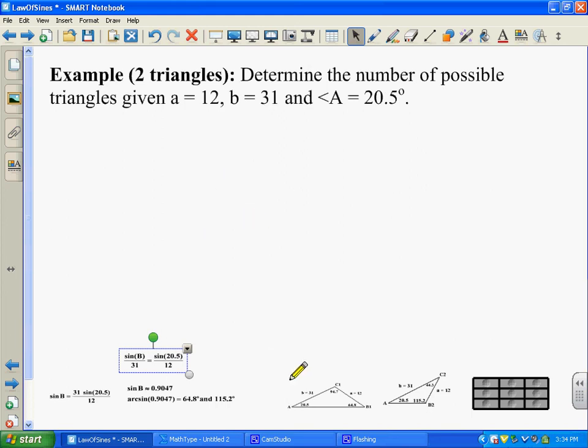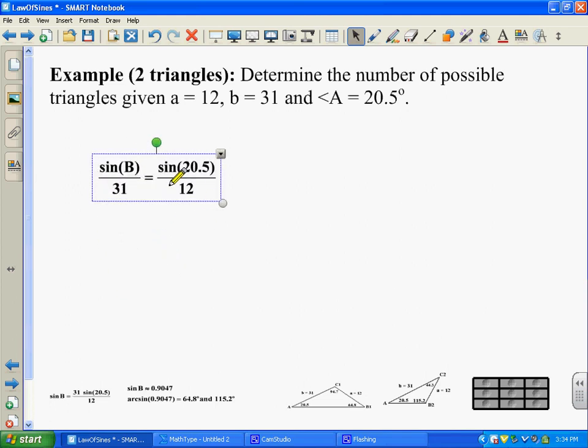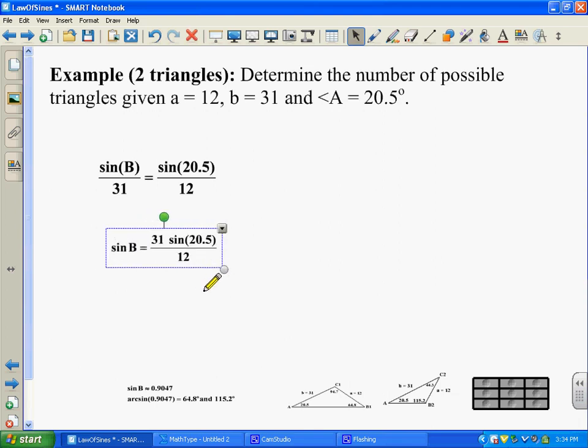We're asked to find the number of triangles possible given side A of 12, angle A of 20.5, and side B of 31. So again, we're going to start with the law of sines. We're going to go after angle B first. So we have the law of sines with the sine of angle B over 31 is equal to the sine of A over the value of little a. So we're going to multiply both sides here by 31.